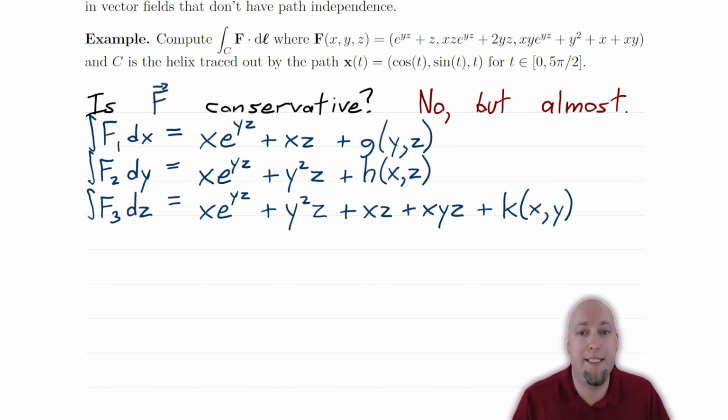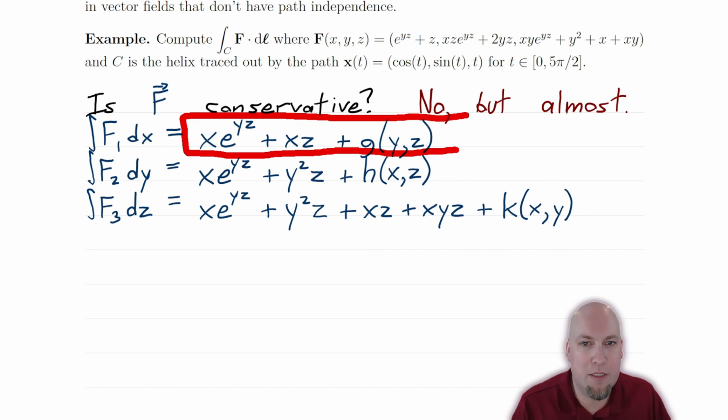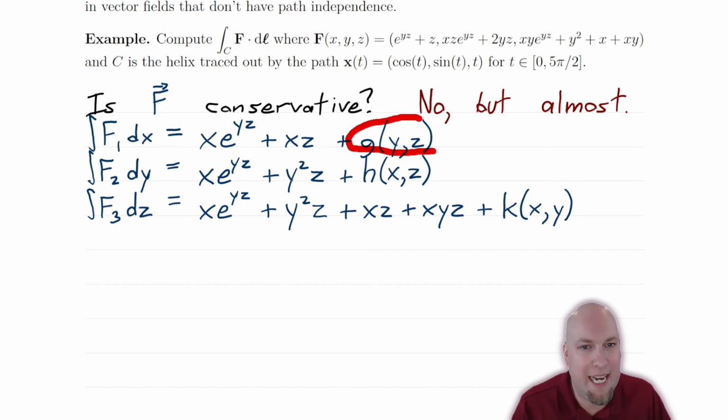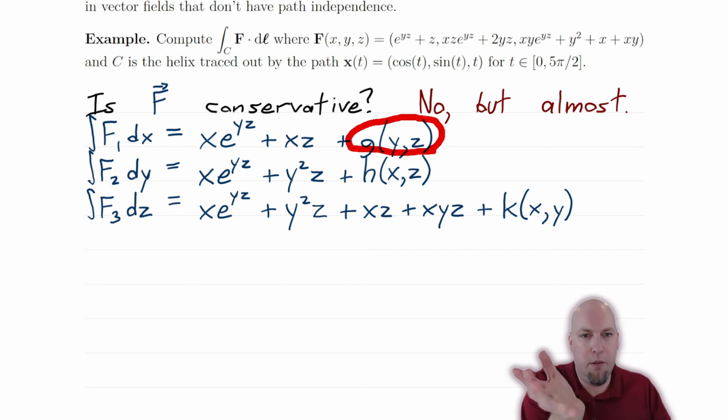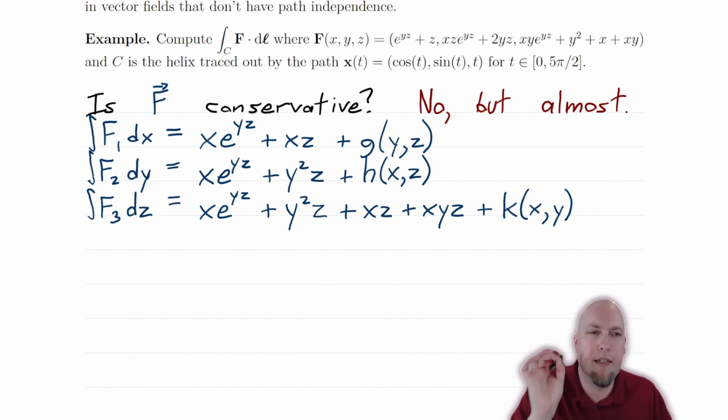This x e to the yz is in common, this xz, and I could put an xz in here, so that term's fine. There's a y squared z, and I could throw a y squared z in there, that's fine. Oh shoot, there's a problematic term right here. There's got to be an xyz term in all three of these, but there's no way to work an xyz term in up here because I can't put an xyz in this term. Only things that depend just on y and z, no x's. Okay, so it's not a conservative vector field.